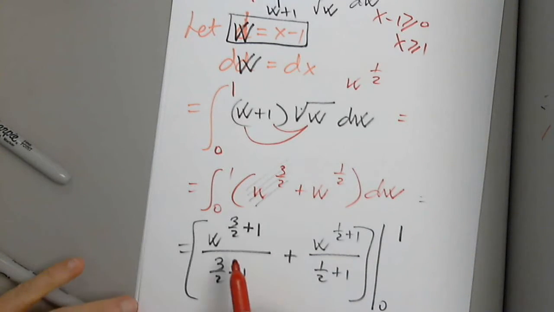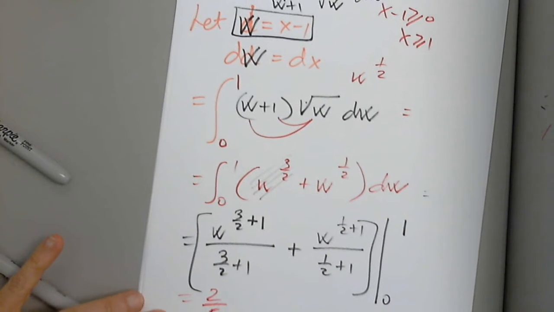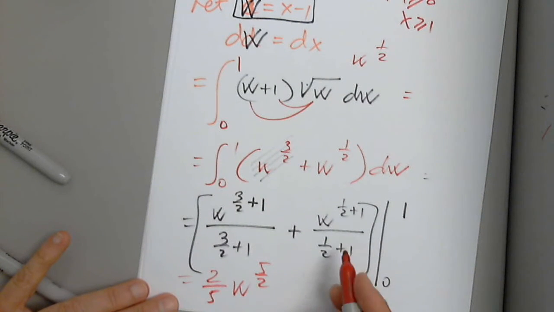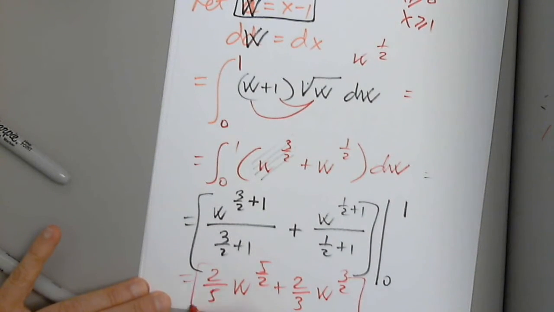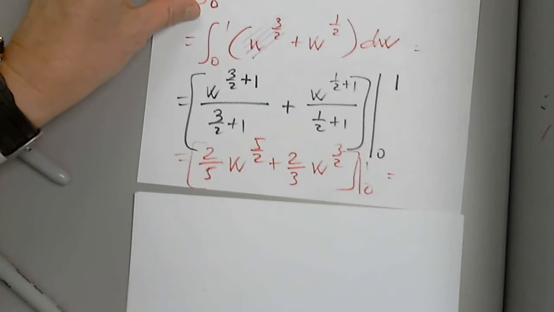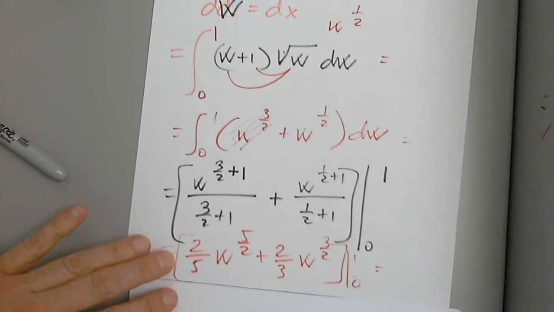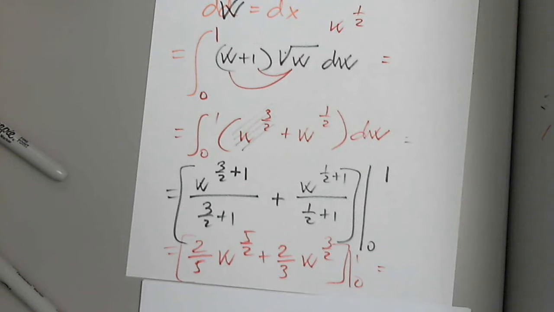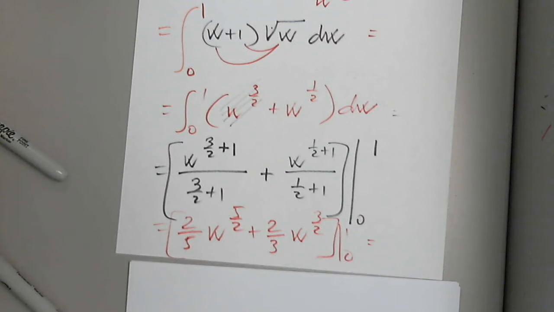Yes. Good. So 3/2 plus 1 is 5/2, and I have to flip that, right? So 2/5 W to 5/2. The denominator is 3/2, so it's plus 2/3 W to 3/2. And we are happy because we only have to plug in 1 in this mess. Yes, please? I'm not sure where you got the denominators from in the first one. The rule is the integral of x to the n equals x to n plus 1 over n plus 1. Okay. Better? We remember that?